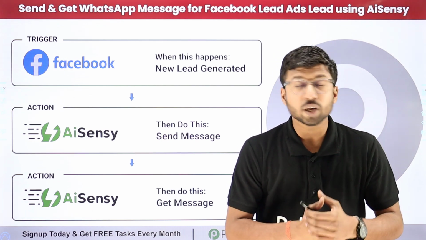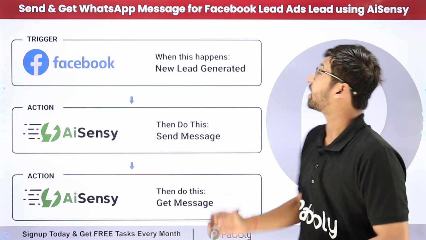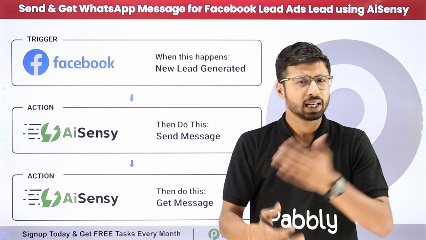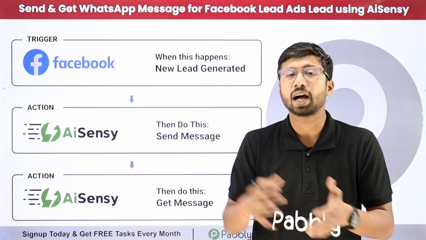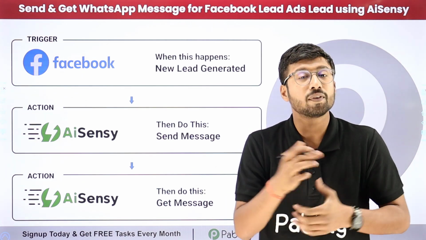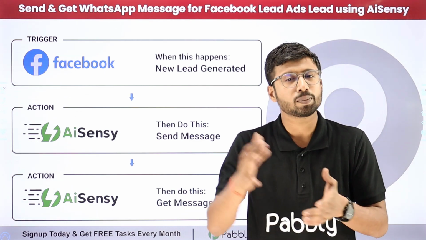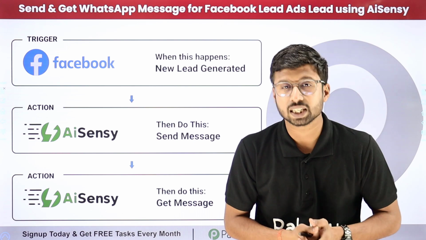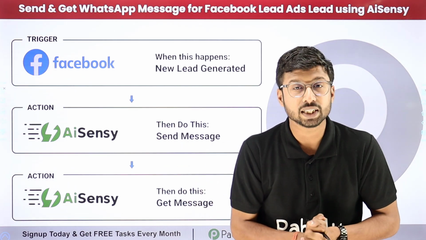So in this video, we are going to learn how to send and get WhatsApp messages for Facebook leads using AiSensy. Let's say you own a real estate business and to get some new leads, you are running some ads on Facebook. Now you want that whenever a new lead is generated on your Facebook lead ads, you send a WhatsApp message to the same lead to start nurturing that lead, and also get a WhatsApp message on your own number with the new lead details.